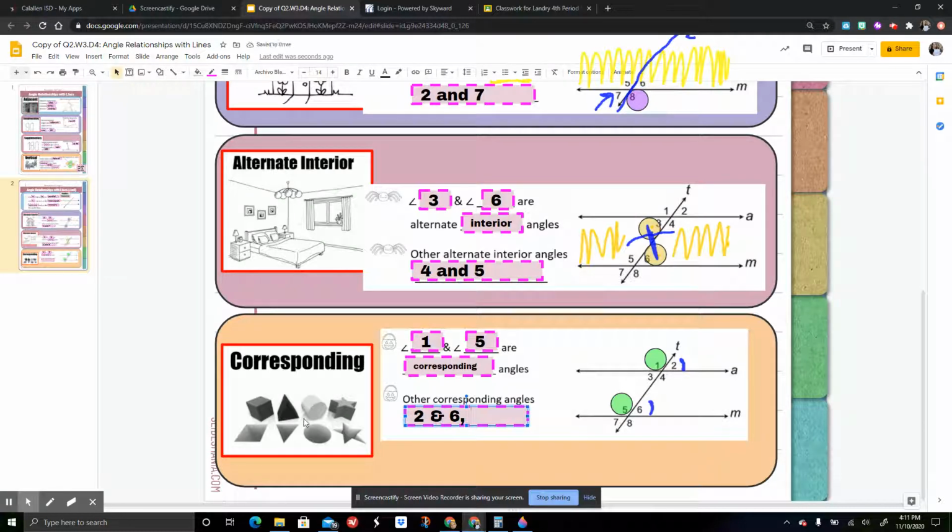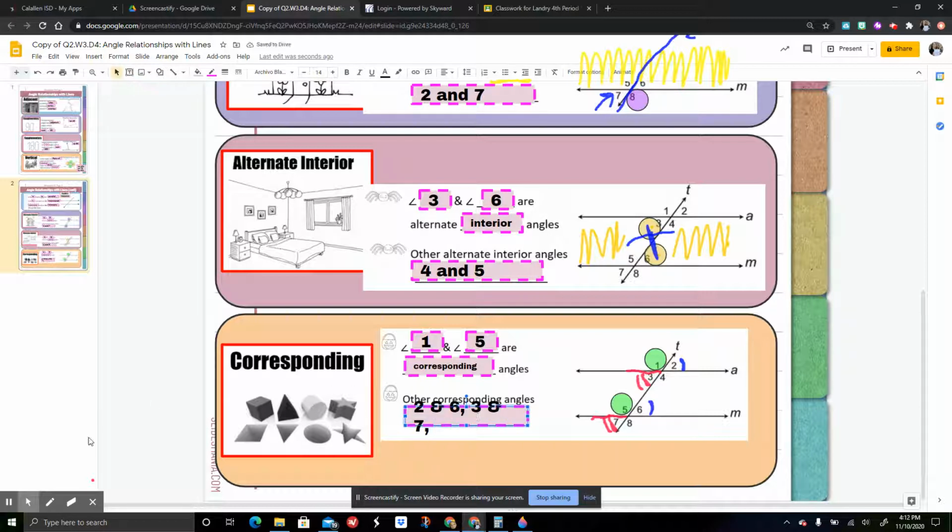But we also have angles that are both below. 3 is to the left of the transversal, but it's underneath its parallel line. And the other angle that would be corresponding to that is 7. It's to the left of the transversal also and underneath its parallel line. So 3 and 7 are another pair of corresponding angles.